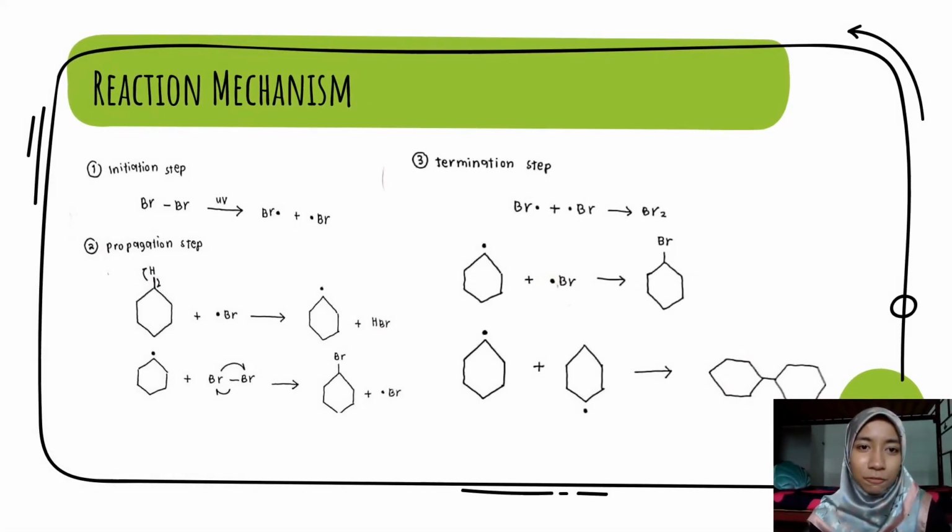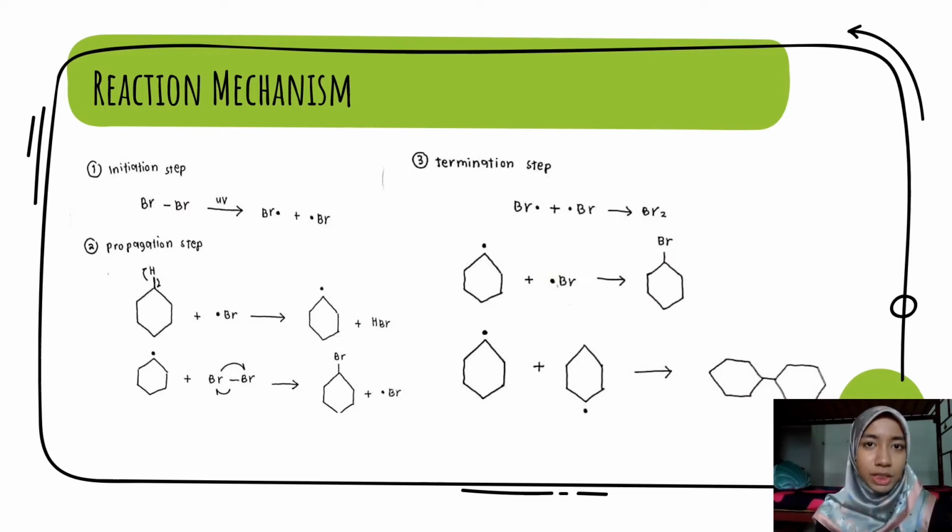The reaction mechanism of this product consists of 3 steps: initiation, second one is propagation, and the third one is termination. For the first step, which is initiation, UV is used to provide energy for this reaction to occur. Firstly, we write bromine Br2 as Br single bond Br. One electron will be moved to one bromine and the second electron will be moved to the other bromine to produce 2 bromine free radicals.